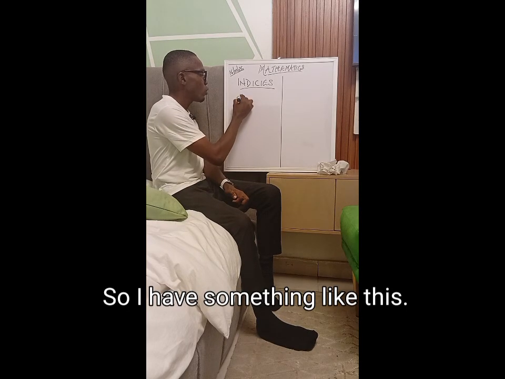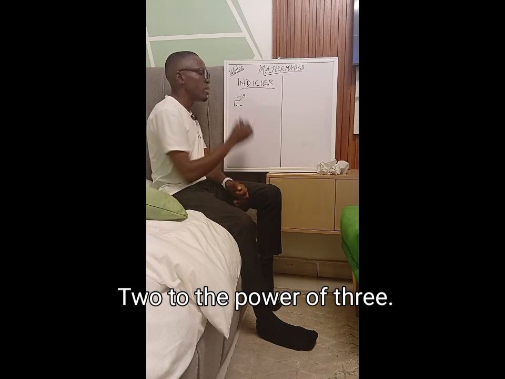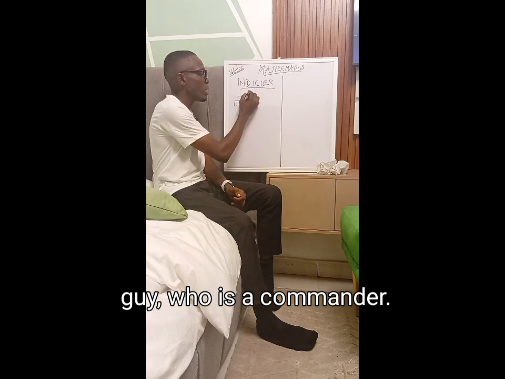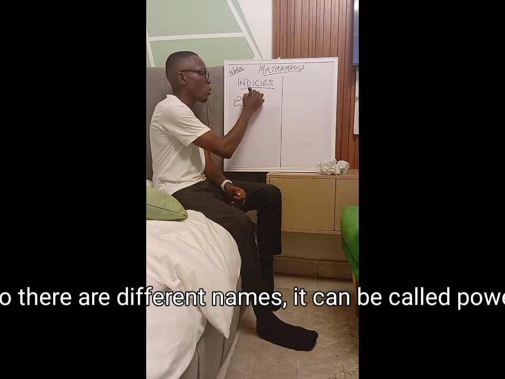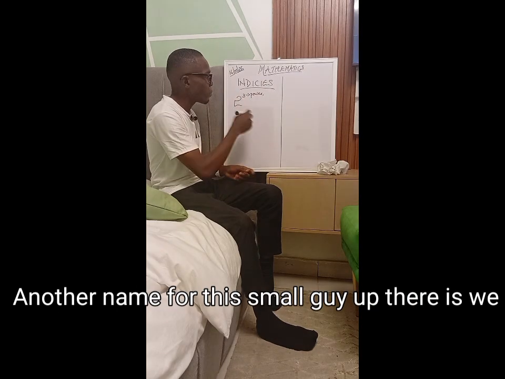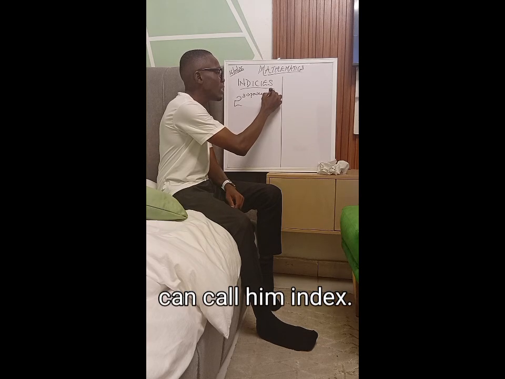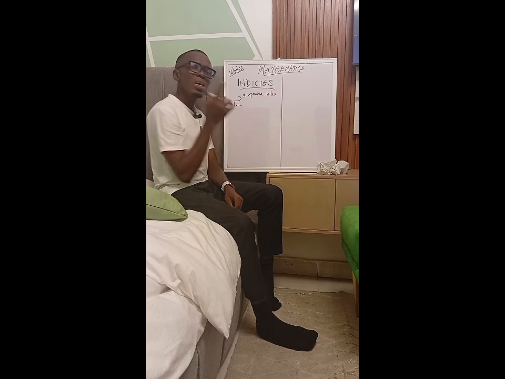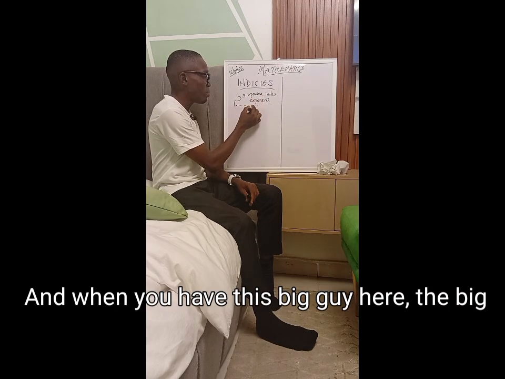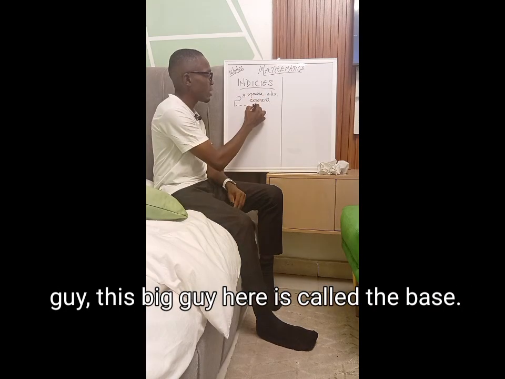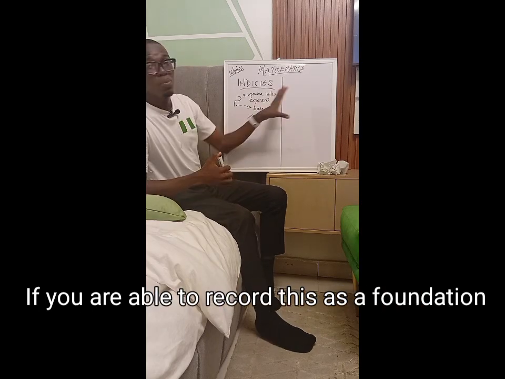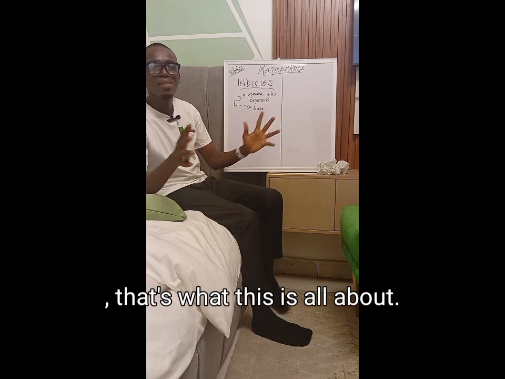Put it this way now. So I have something like this: 2 to the power of 3. Remember, we said this guy now is like a small guy who is a commander. So there are different names. It can be called power. Another name for this small guy up there is index. We can also call him exponent. And this big guy here is called the base. If you are able to recall this as a foundation, that's what indices is all about.